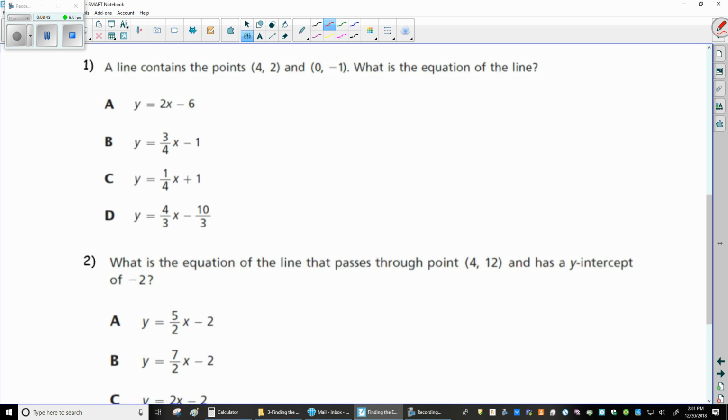All right, so hopefully that was enough time for you to pause it and try it yourself. Number 1 is super easy. Hopefully some of you noticed that right away and already picked B. How do I know to pick B right away?